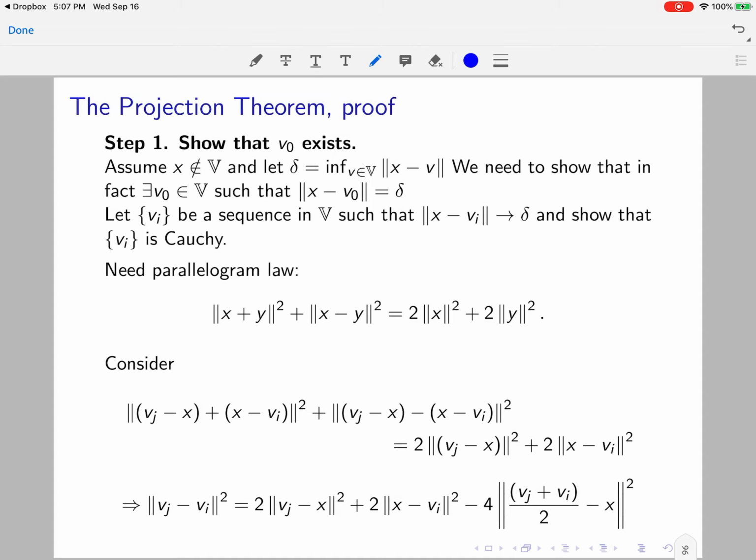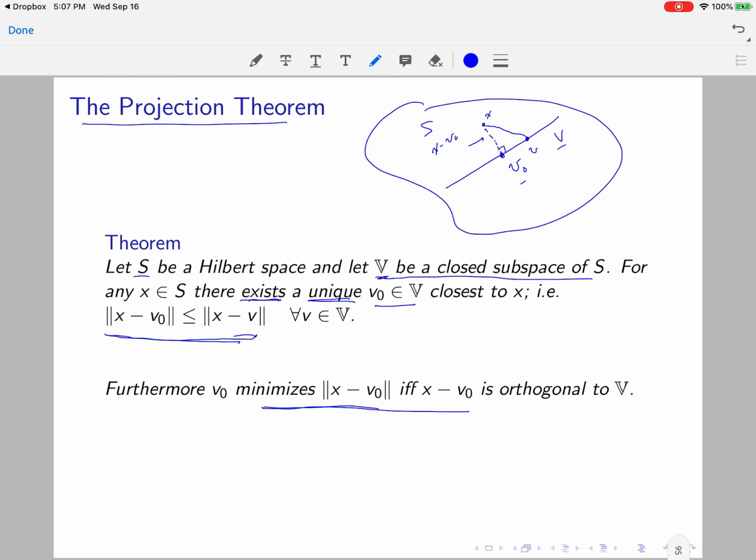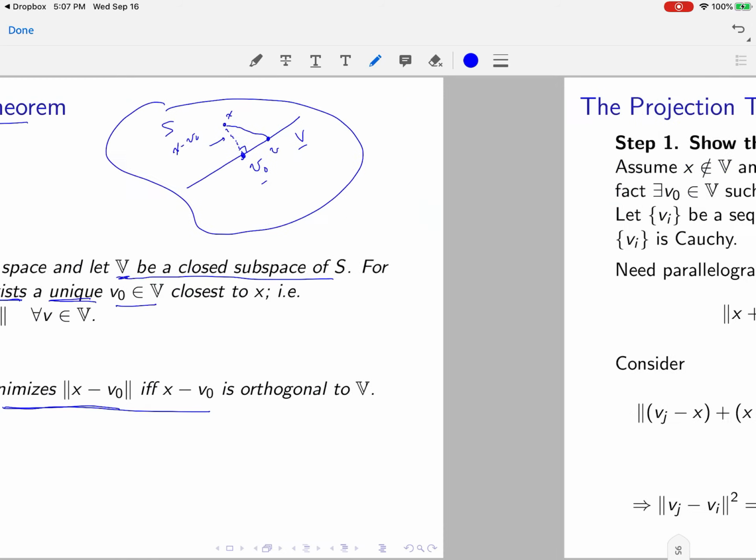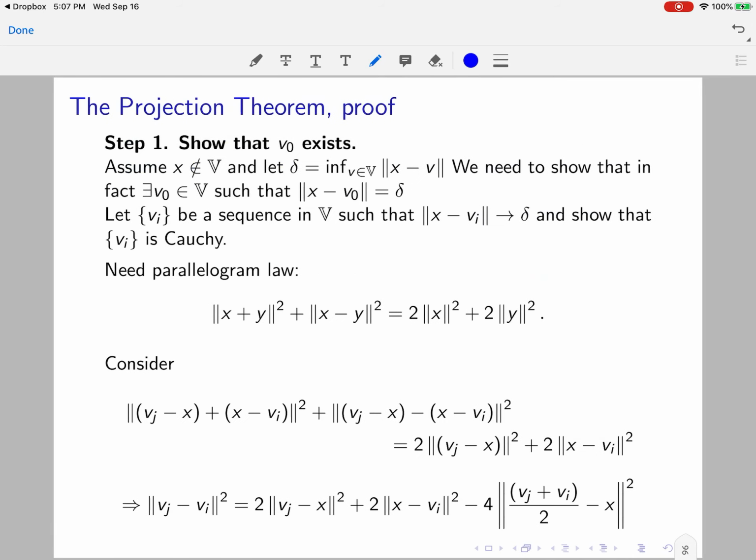Okay, so the first step is to show that v naught exists. In other words, there's this v naught, it's inside V, and it's the closest element. So it minimizes; it's not an infimum, it's actually inside of V and it's the minimizer. So how do we go about showing that?